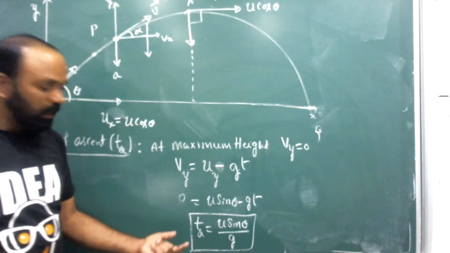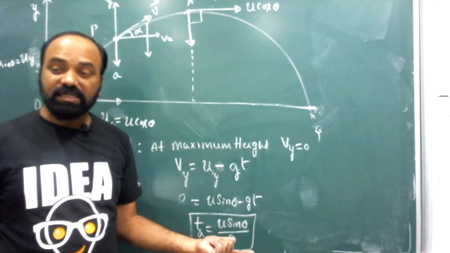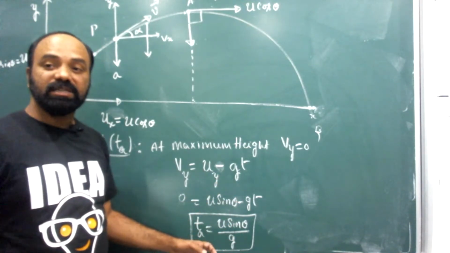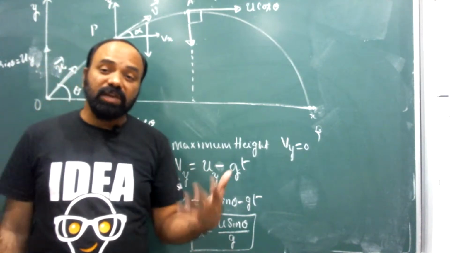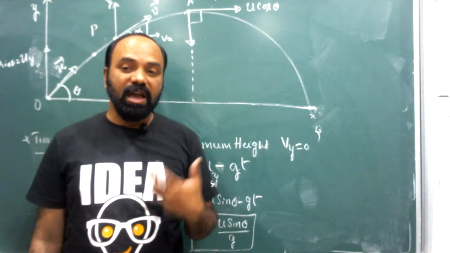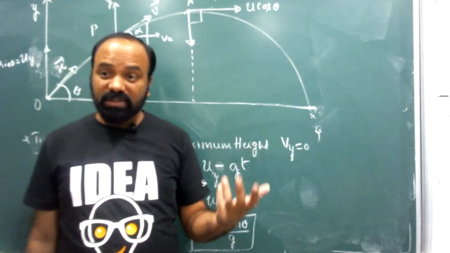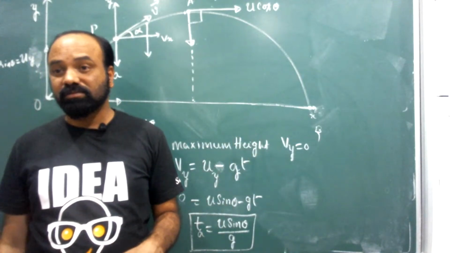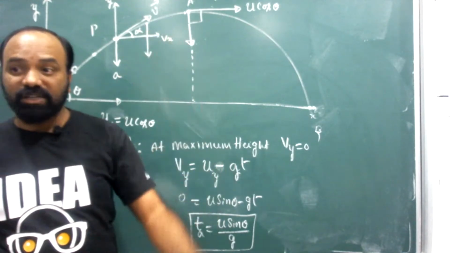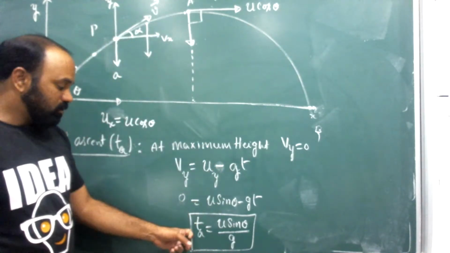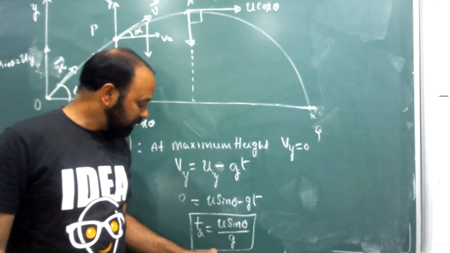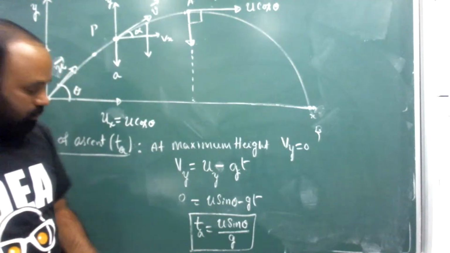As usual, we know that time of ascent is equal to time of descent, if we are ignoring air friction. Suppose air resistance is there, then is the time of ascent more or the time of descent more? Time of descent is always greater than the time of ascent. We learned that in the friction chapter. So time of ascent is equal to time of descent, that is u sin theta by g, and this is the time of descent also, same formula.